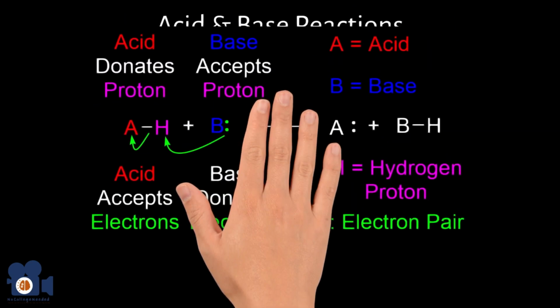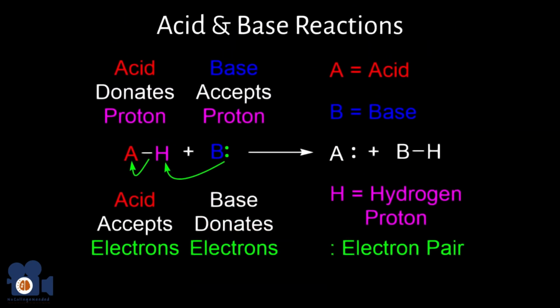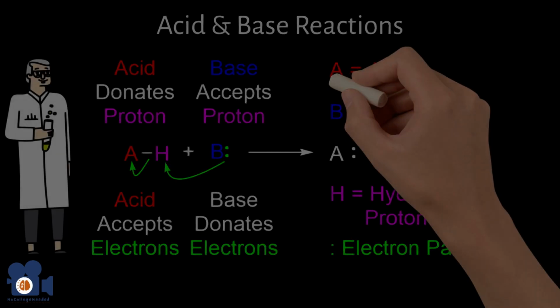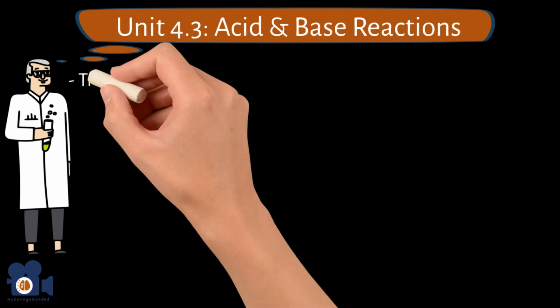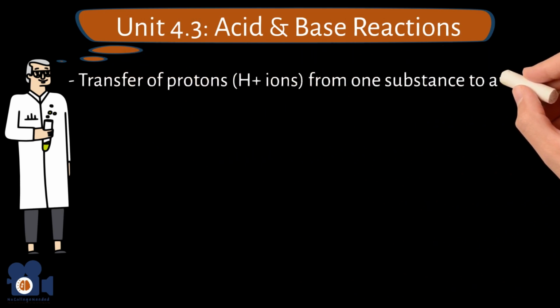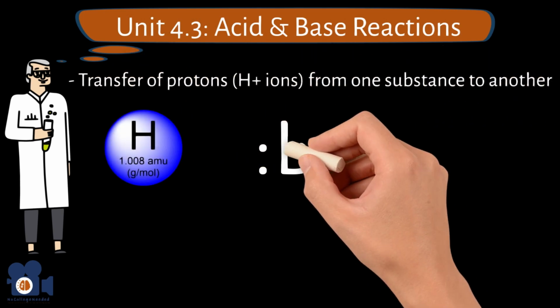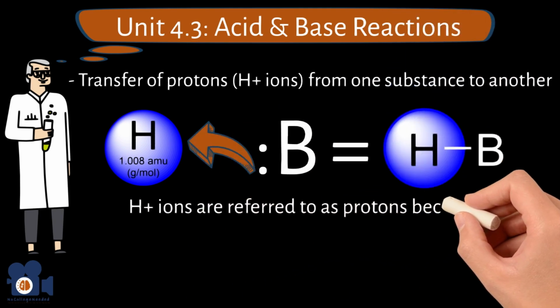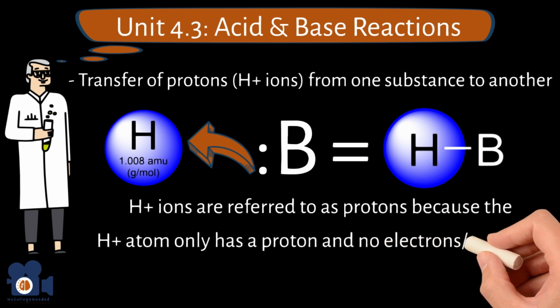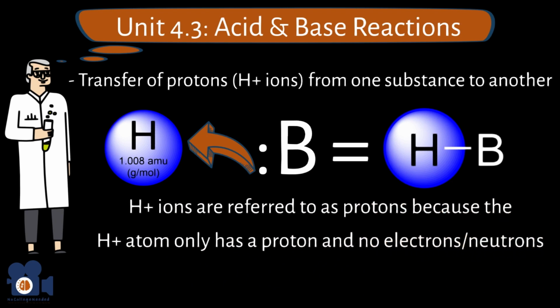Here's a diagram of both the Brønsted-Lowry and Lewis theories with the same reaction, so you can see it in action. The acid and base reactions are a type of chemical reaction that involves the transfer of protons, H+ ions, from one substance to another. The H+ ions are referred to as protons because the H+ atom only has a proton and no electrons or neutrons. This will be referred to as a proton from here on out.